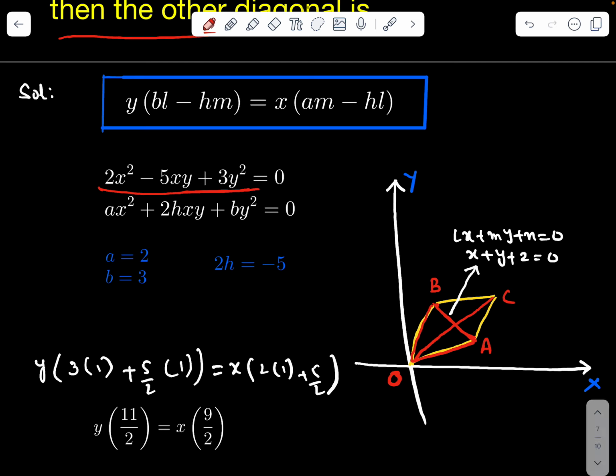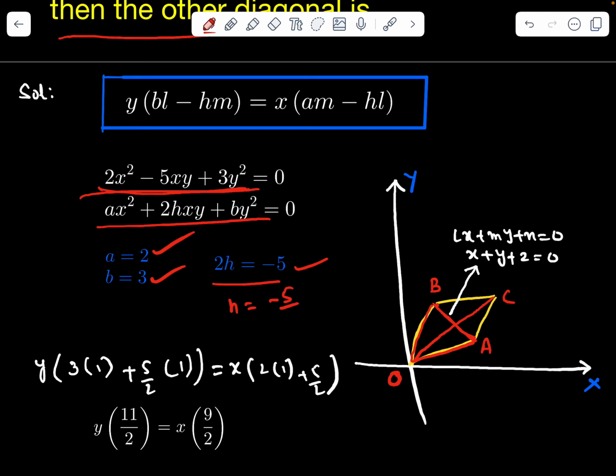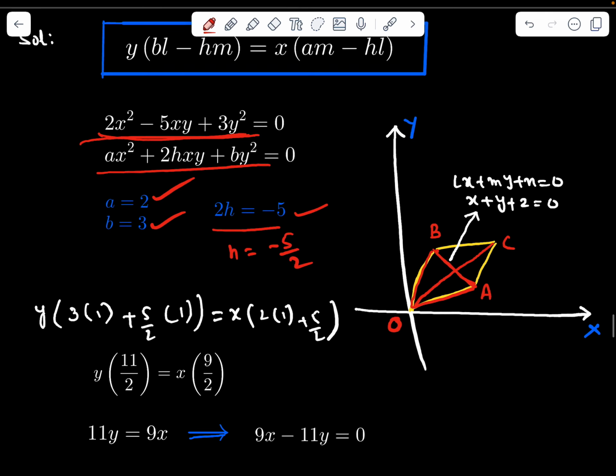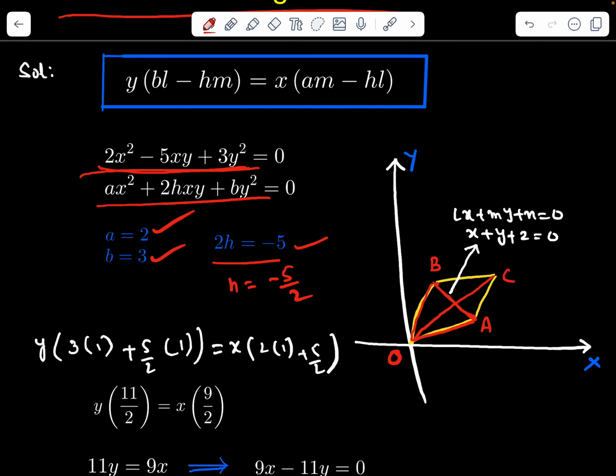Therefore, the formula is y into (bl minus hm) is equal to x into (al minus hl). It is in the form of ax square plus 2hxy plus by square. Therefore, value of a is equal to 2, b is equal to 3, 2h is equal to minus 5. Therefore, h is equal to minus 5 by 2. Therefore, formula y into bl, the value of b is equal to 3, here L is equal to 1, m is equal to 1 and n is equal to 1.